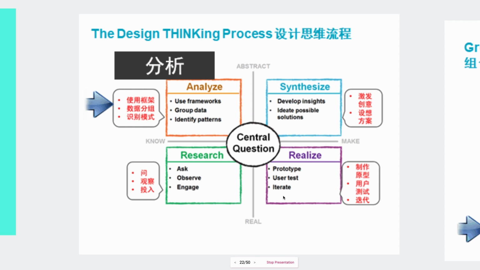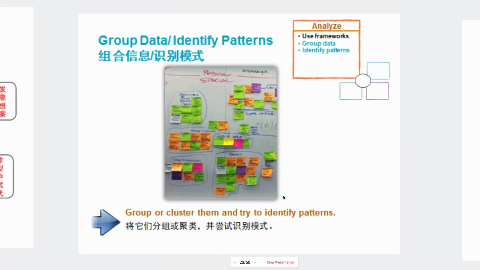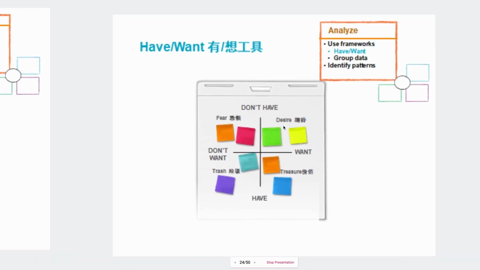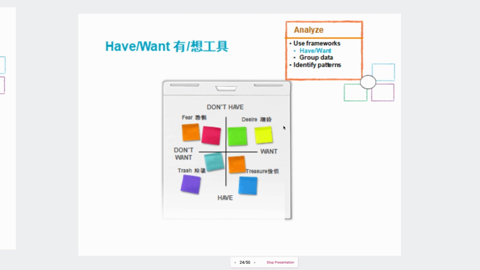Okay, here you can see there's one example. When we get a lot of information, right? Then after we get the information, we need to group or cluster it and try to identify the patterns. You can see when you write down the ticket, there's a lot of information. For the same group of information, we need to group it. Then you can see there are a lot of groups. Then we can share one tool, the have and want tool, for how to group or cluster our information.